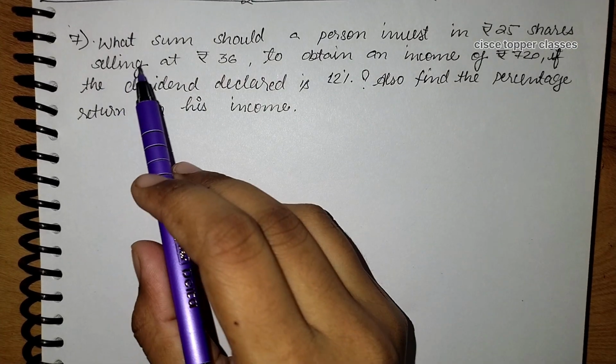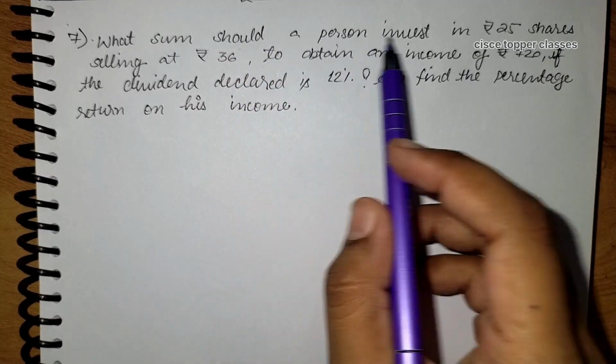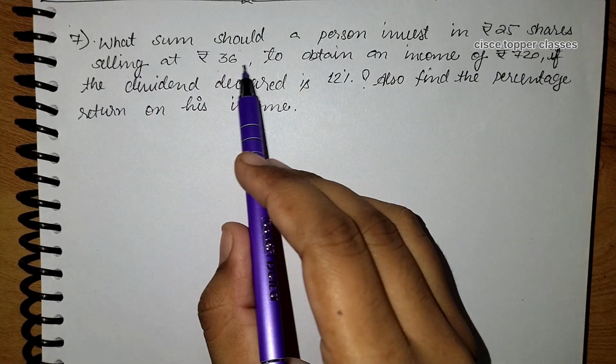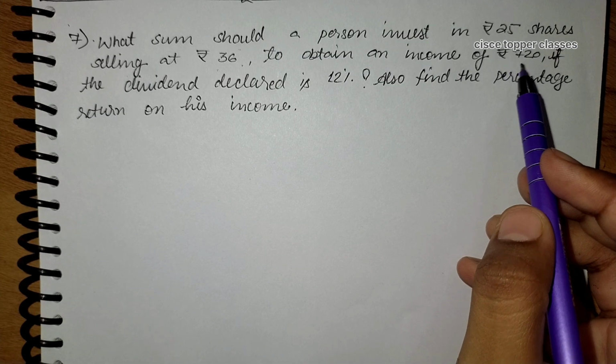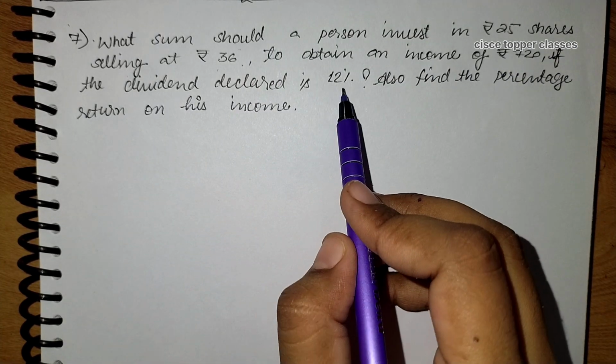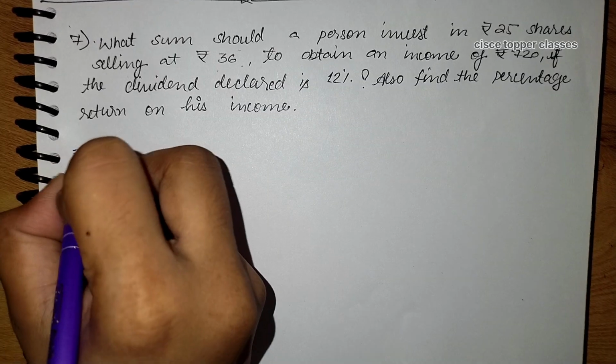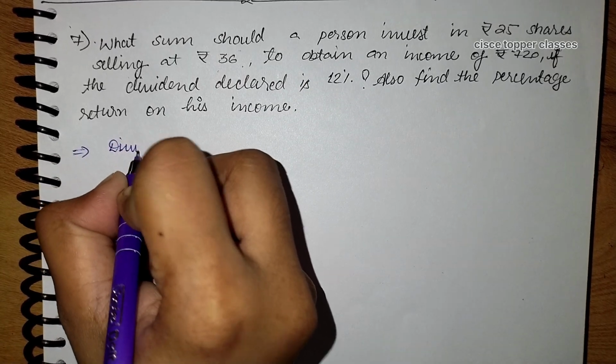Now let us solve here question number 7. What sum should a person invest in rupees 25 shares selling at rupees 36 to obtain an income of rupees 720 if the dividend declared is 12%? Also find the percentage return on his income. We can see here dividend is given to us.